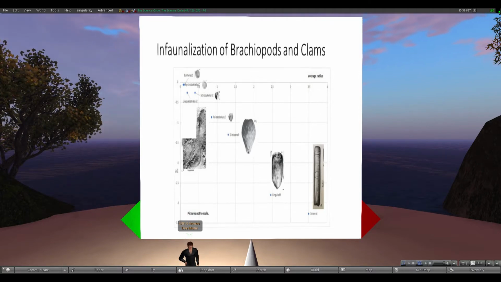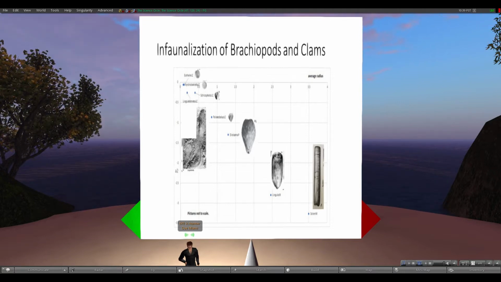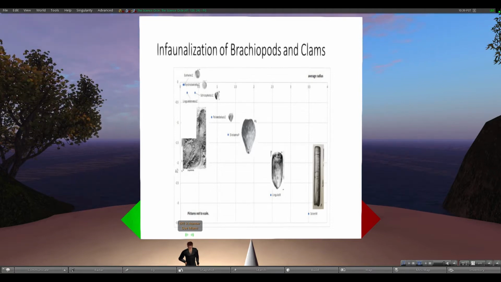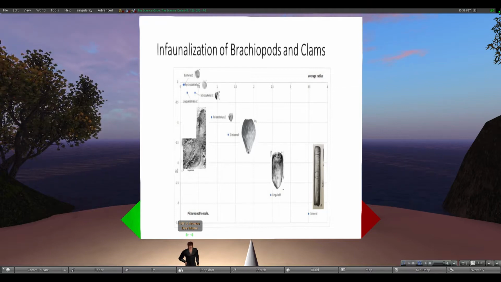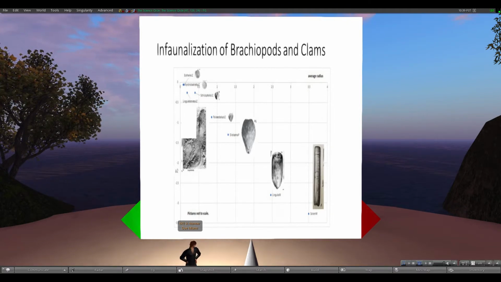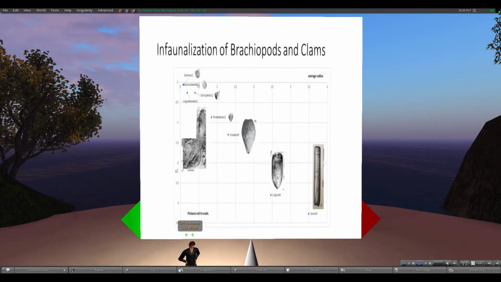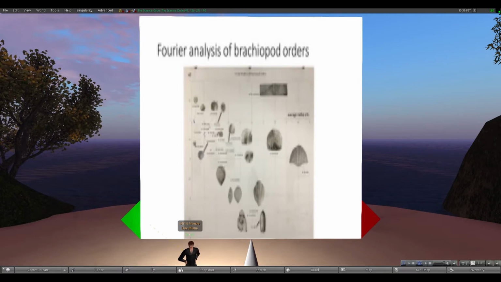So some of them can slice into, if you look at the modern venerid clams, the cherrystone clams, which I love having for an appetizer, their shells are designed to slice into the sediment very quickly. So they've dramatically improved the infaunalization component that the brachiopods started with. All right, so that's sort of the evolution story and the taxonomy I'm going to get to next.